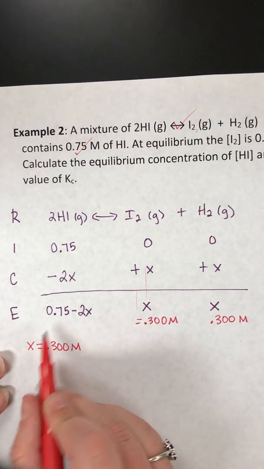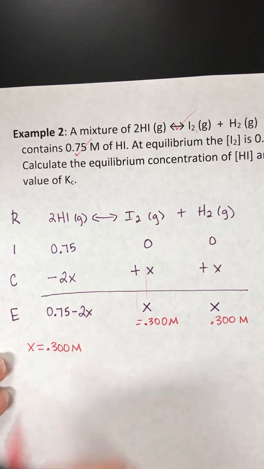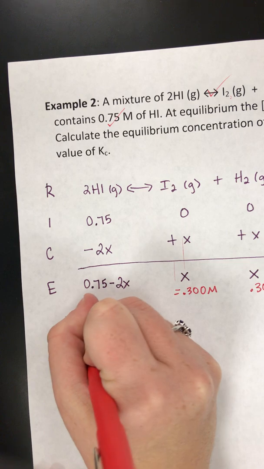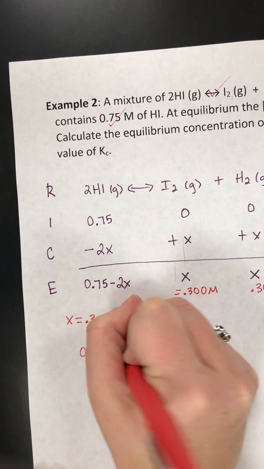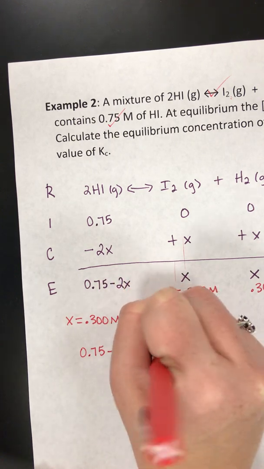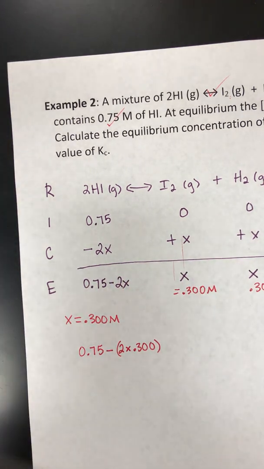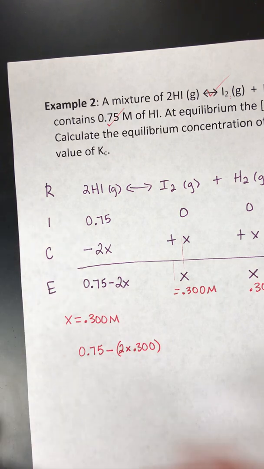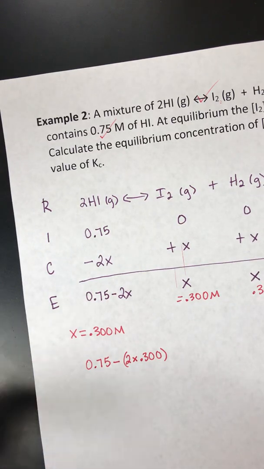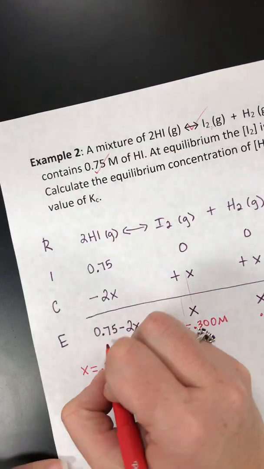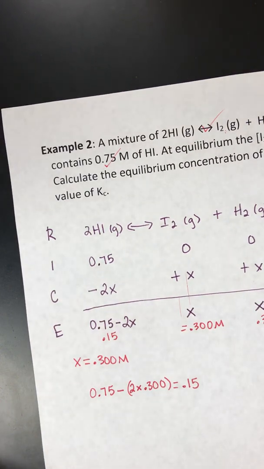Okay, and we can use X to solve for the concentration of HI at equilibrium. So we're going to do 0.75 minus 2 times, and then we're going to plug in X, 0.300. So I'm going to use my calculator: 0.75 minus 2 times 0.300. Okay, so 2 times 0.3 is 0.6, so 0.75 minus 0.6 is 0.15. So that's our equilibrium concentration of HI.